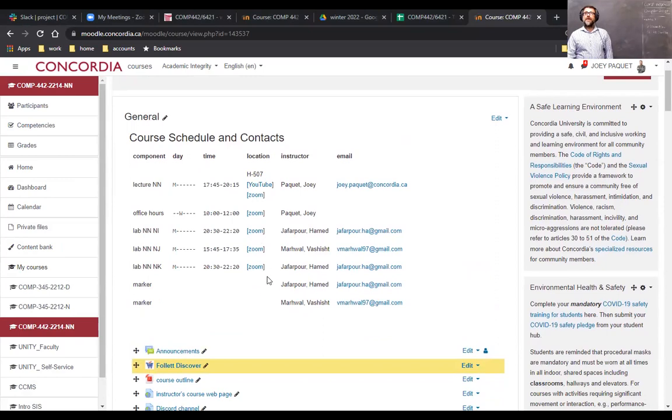So this is the contact information for everyone involved in the course. This is myself, the instructor, Joey Paquette. And then there are the lab instructors and markers, which are Hamid Jafarpour and Vashish Marwa.